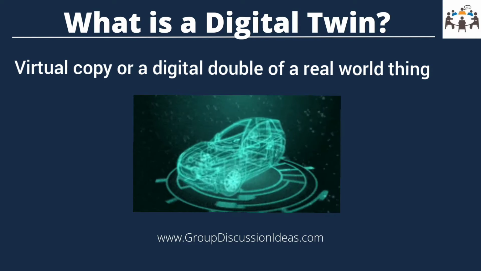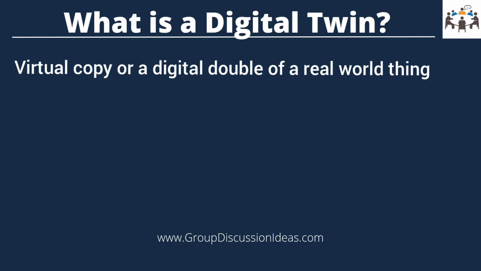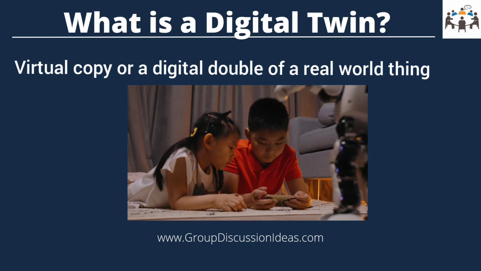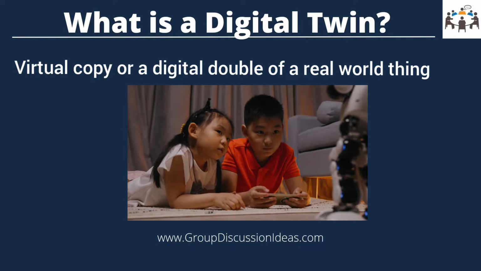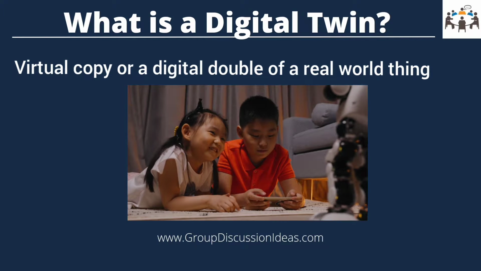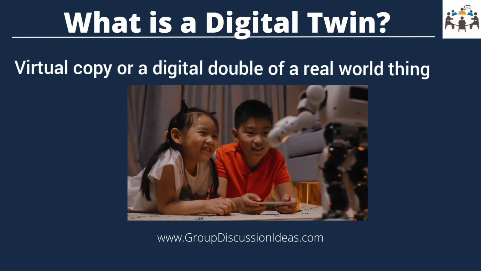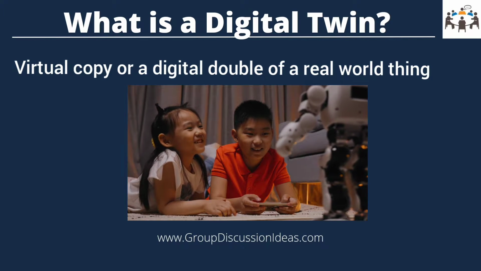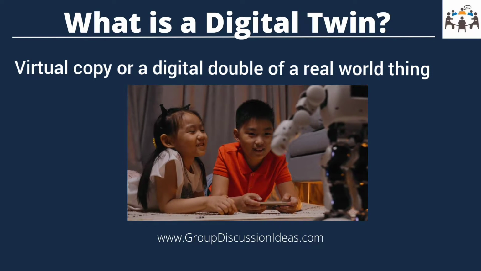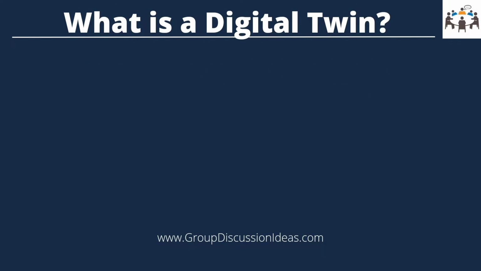to mimic its behavior. Now imagine you have a toy robot. You also have a digital twin of that robot on your tablet. When you move the toy, the digital version moves exactly the same way. That's what digital twins do for real things. They copy how they work in the digital world.